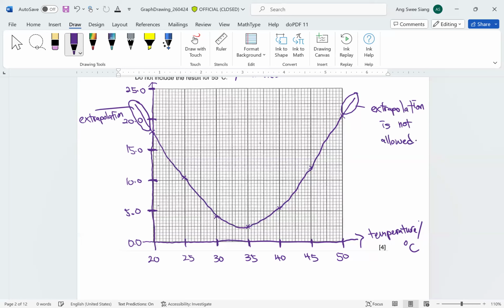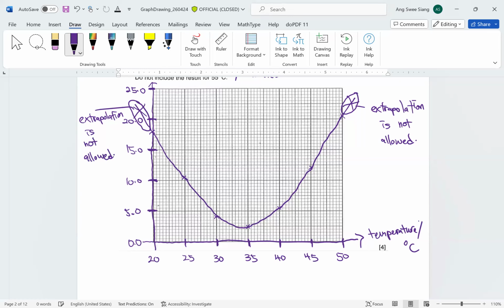Okay, in biology, do not extend your line beyond the last two extreme data points, on the left and the right. Extrapolation is not allowed.